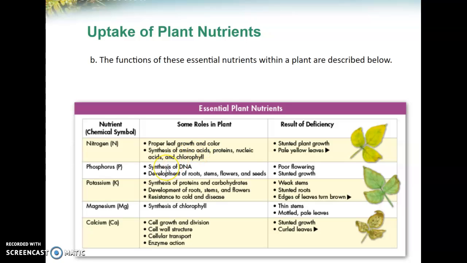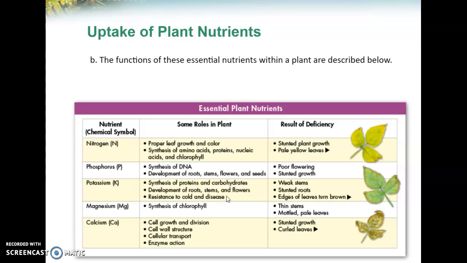Now, what do they need those things for? Here's just a couple of things. We're not going to spend the whole time on this slide, but nitrogen helps with leaf growth and color. The plant helps the plant make amino acids and proteins and nucleic acid and chlorophyll, the protein things that it needs to live. Without that, you get stunted plant growth, you get yellowed leaves. Phosphorus helps the plant make DNA and helps roots and stems and flowers and seeds all grow. Without enough phosphorus, you don't get as many flowers. Stunting, the plant doesn't grow as well.